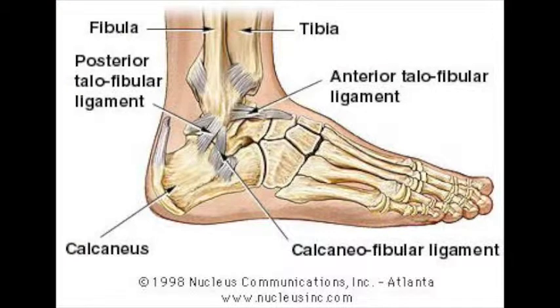The lateral ankle is made up of 3 ligaments: the anterior talofibular ligament, or the ATFL, the calcaneofibular ligament, or the CFL, and the posterior talofibular ligament, or the PTFL. 60 to 70% of lateral ankle sprains are sprains of the ATFL, and the remaining 20% are of the CFL.